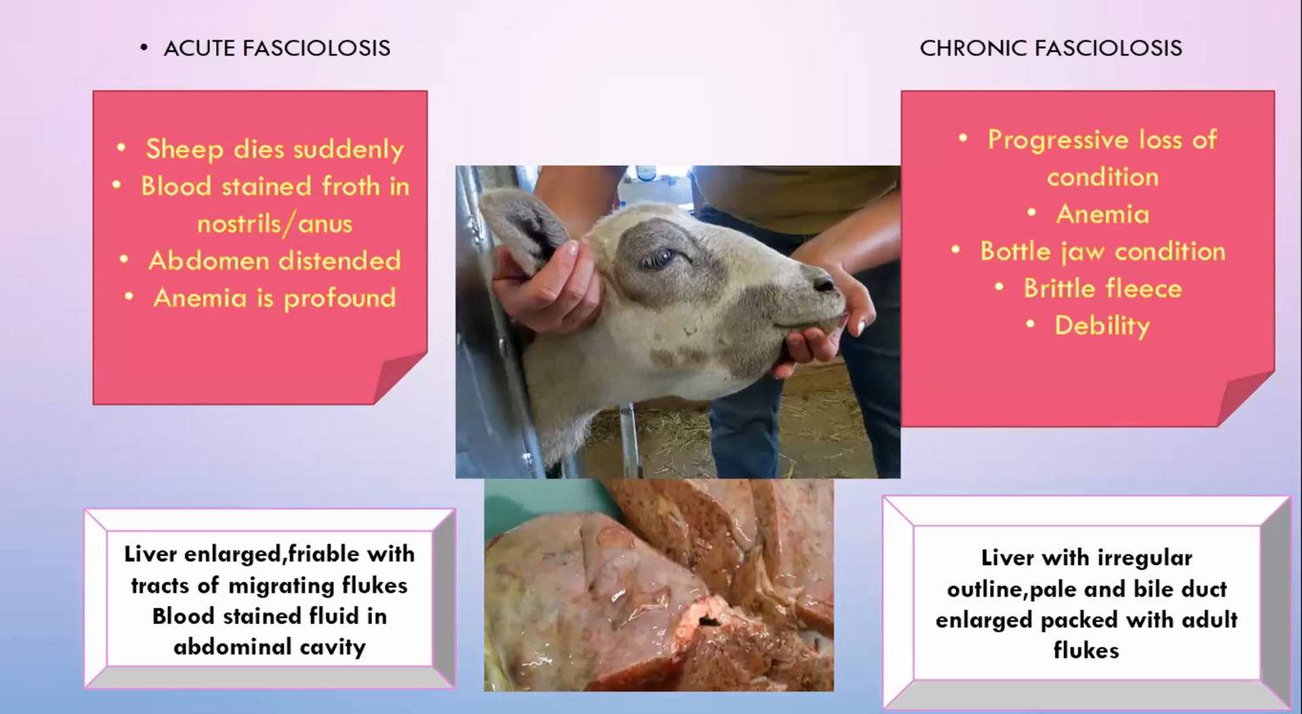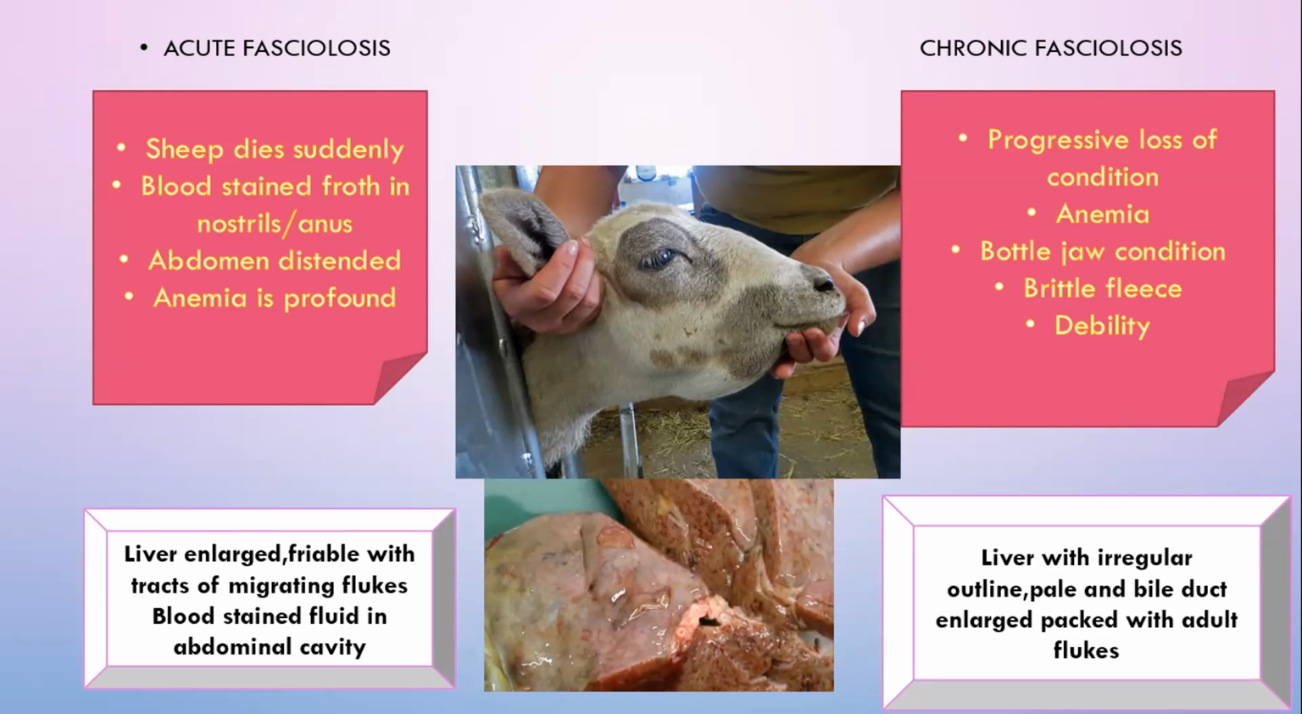duct. And when the adult form is produced, we can see there are two important clinical manifestations of this disease. One is the acute form and another one is the chronic form. The acute form is when a large number of metacercaria are ingested in a short time, and in this form you'll find a number of immature or juvenile flukes. And in the acute form, since a large number of metacercaria are involved, there will be rupture of the liver capsule, and the sheep actually die within a short span of time.